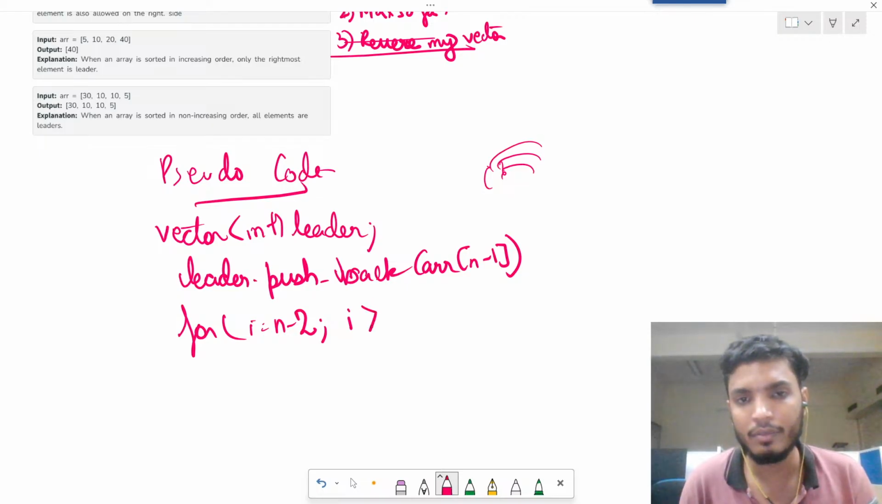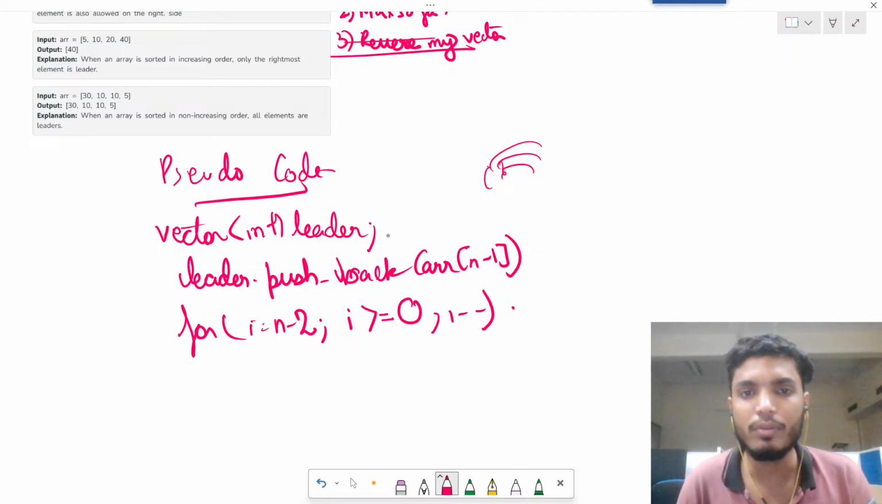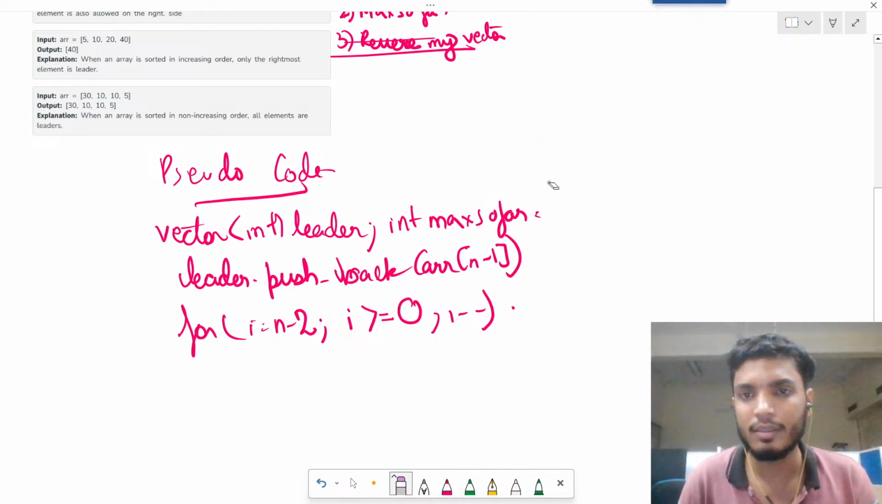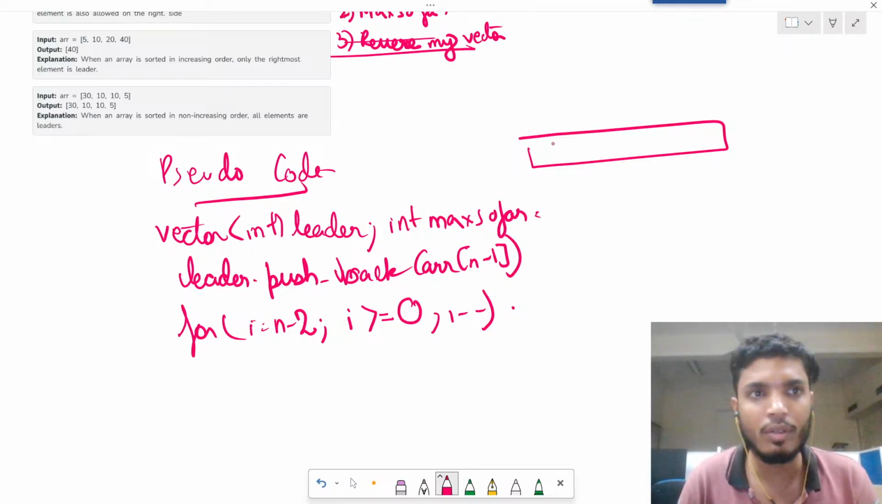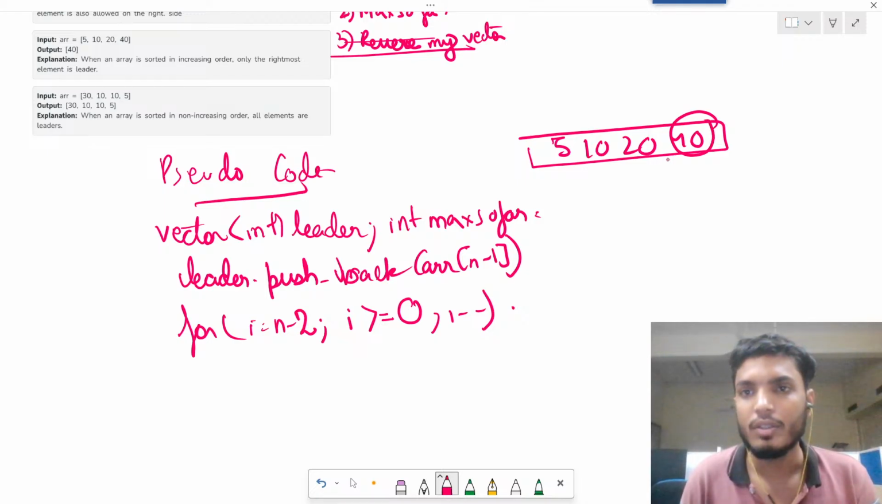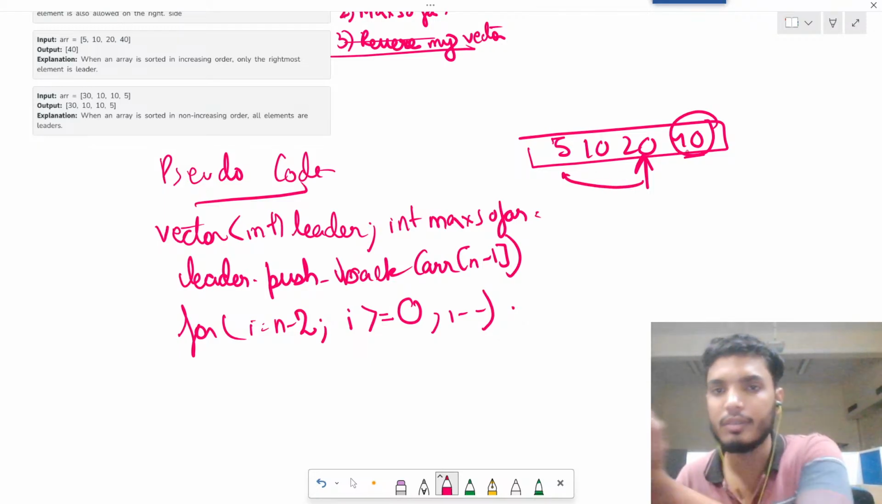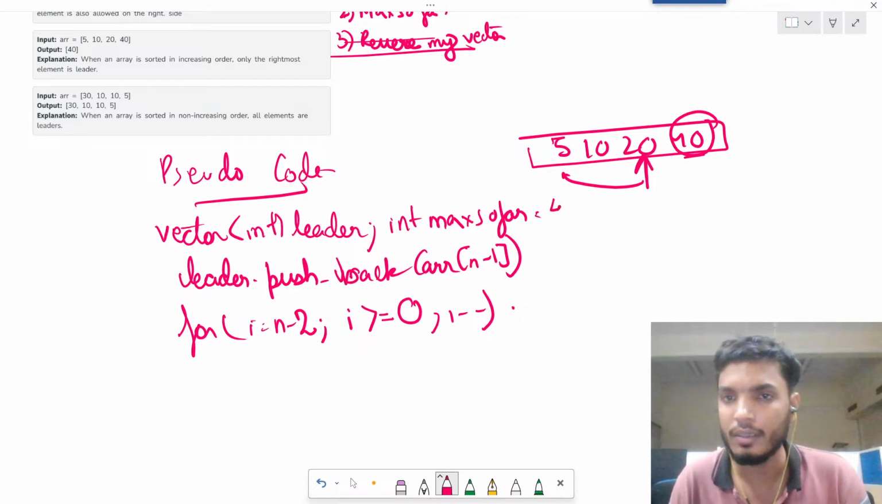I greater than or equal to 0, I minus minus, and I also have to have a variable, maximum so far, because it contains the maximum. So I have to put maximum so far as the last element. Suppose I am iterating from here now. So this is an array. Suppose the array was 5, 10, 20, 40. This is 40, so this 40 will always be the leader element. So I will move from here to here, because this is already a leader. So maximum so far initially is 40.